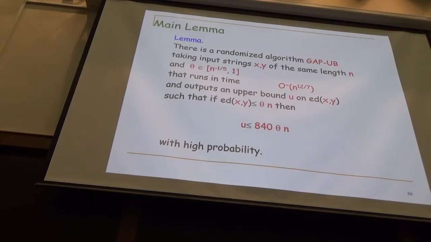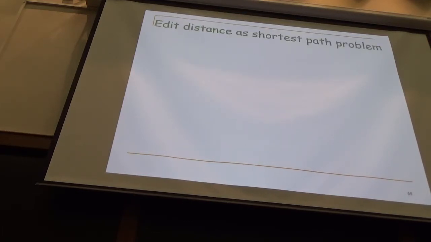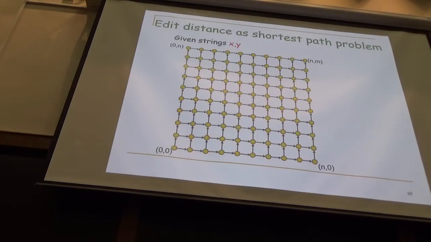And so what we end up doing is solving a gap problem. And that's what we'll focus on. So imagine you have a number theta n, and you want to tell the difference. Is the edit distance less than theta n or more than some constant times theta n? Okay, we saw this picture before.